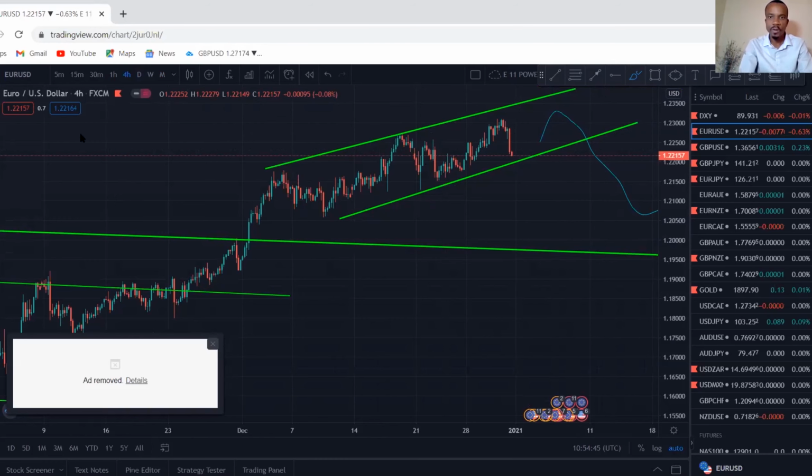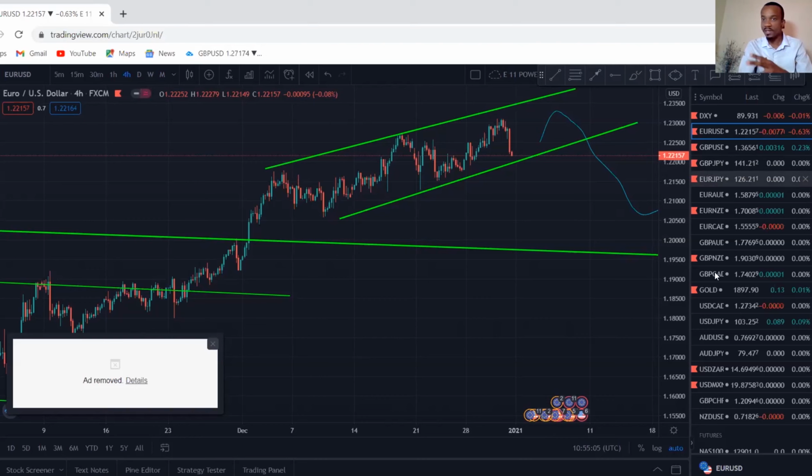So what we are anticipating long term is that price may push a little bit to the upside, then drop massively. There may be massive moves to the downside throughout this 2021 on GBPUSD, GBPJPY, Euro USD.